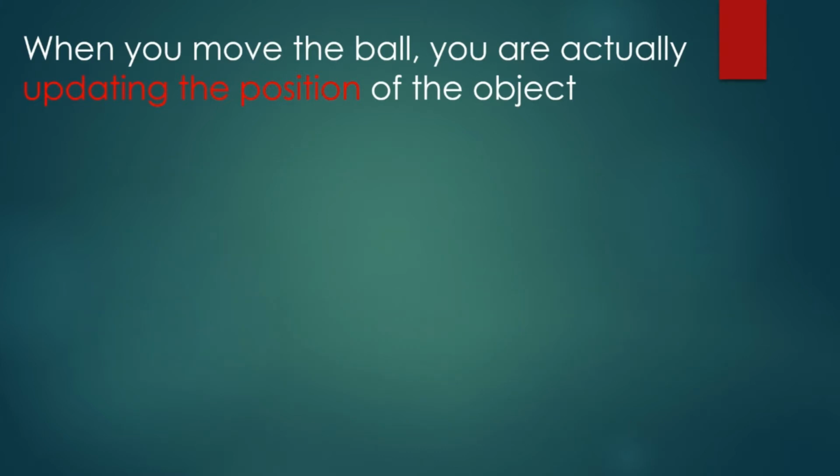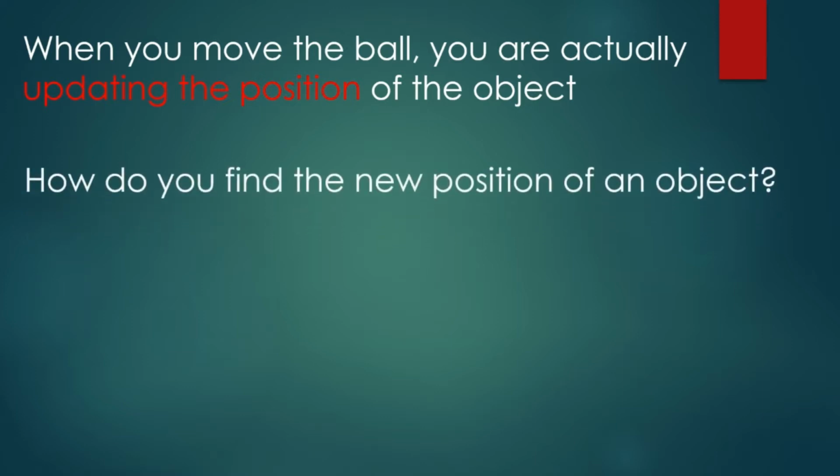When you move the ball, again, you are updating the position, okay? So think about, back to class, how do you find the new position of an object? Velocity is displacement divided by time. So displacement is what we're looking at. Our change in x is equal to the velocity times the time.